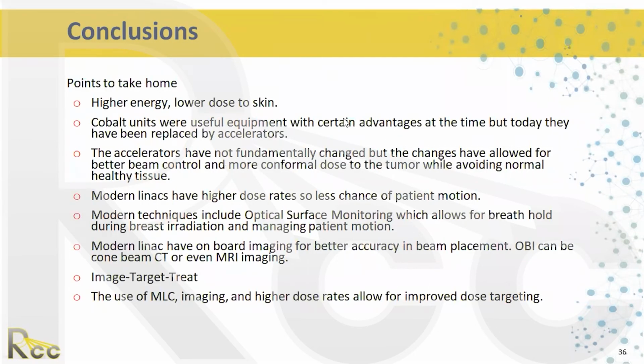So, conclusions. Higher energy, lower dose to the skin, better skin sparing. Cobalt units have certain advantages, especially mechanical, but they're being replaced by linear accelerators today. Accelerators haven't really changed the way they make radiation.